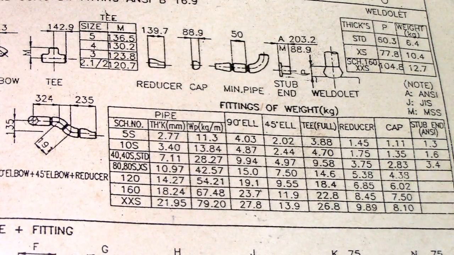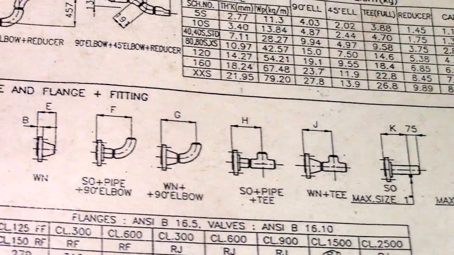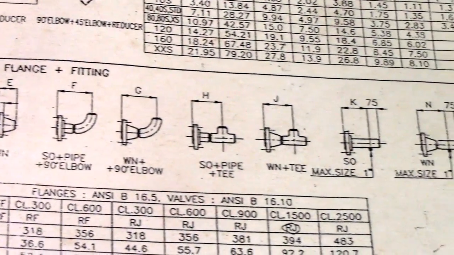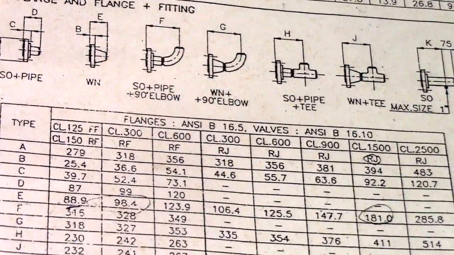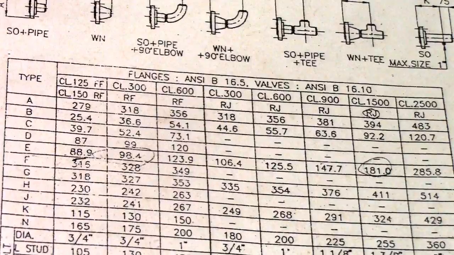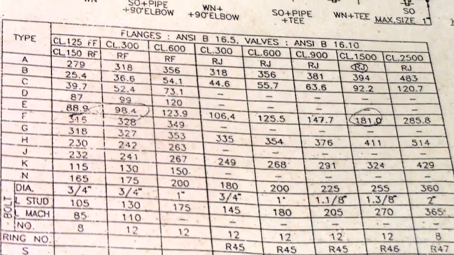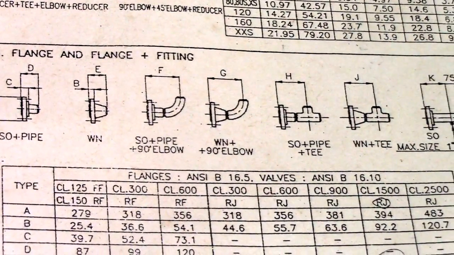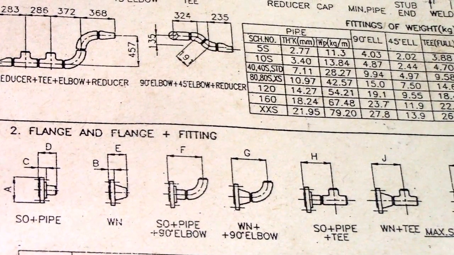Okay, and we have, so this is the dimension of flanges and fittings, so that one. And of course they have a classification for each of the dimensions. So this is the dimension. Okay, so please take note of all this, guys, very important for the piping works.